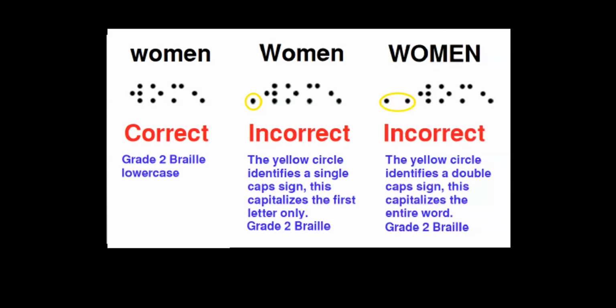In this last example, we see 2 Braille dots circled in yellow. Again, the yellow circles are only being used to identify the raised dots we're looking at. Since we have 2 dots before this word, this indicates that the entire word is capitalized. And remember, the standards require Braille to be lowercase, except for the first word of sentences, proper nouns, and names.